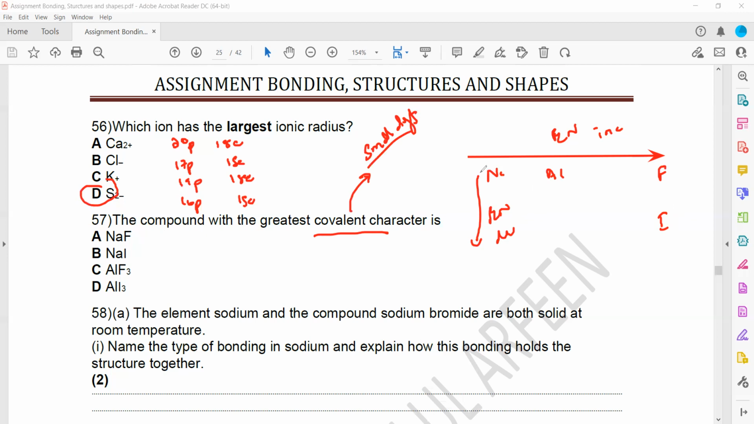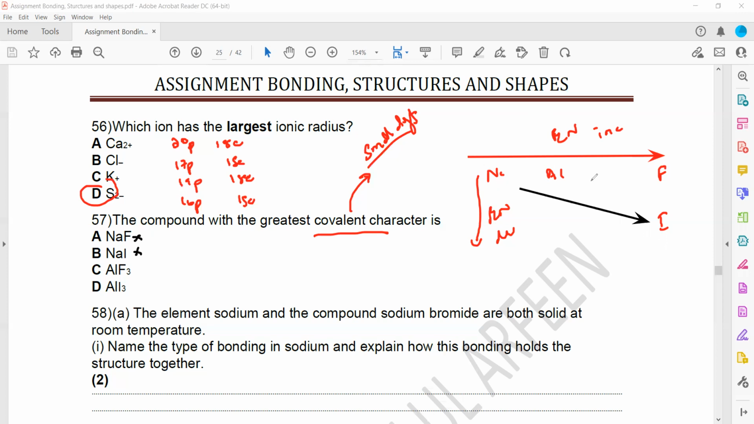So sodium fluoride, this will be sodium and fluorine. You can see a greater gap is there, greater difference. Greater gap means a greater difference between them. A greater difference means more ionic nature than covalent. So it cannot be A. Same thing, sodium iodide. Compared to fluorine there will be a smaller difference, but it will have a difference.